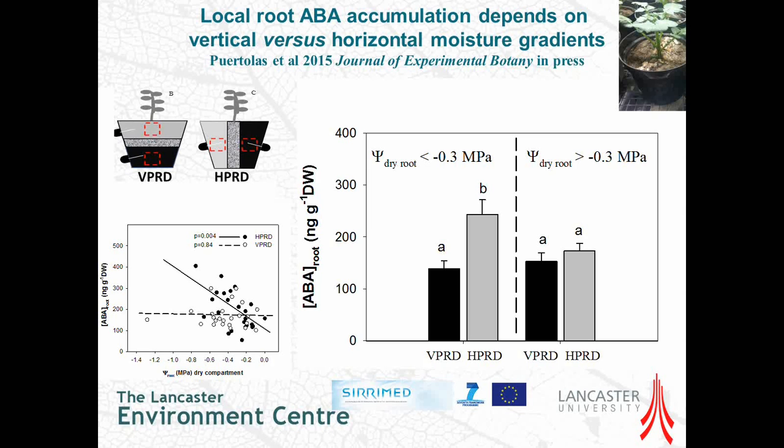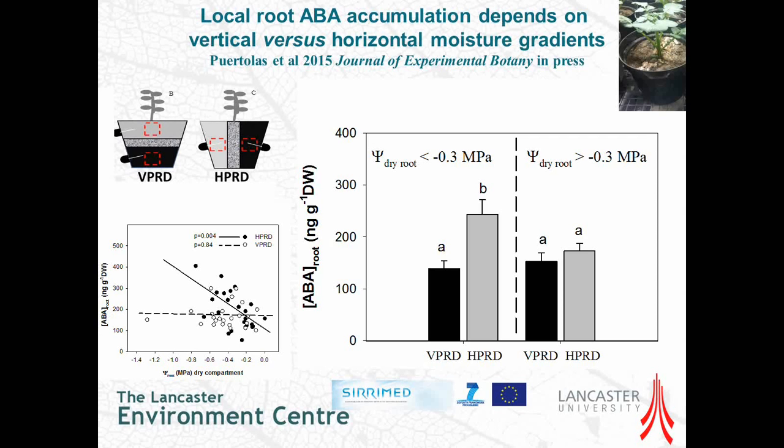So we have the typical horizontal partial root zone drying, and then actually drying the upper layer of the soil and keeping the bottom part of the soil wet, which is indeed more similar to what happens in commercial practice if you get upper soil drying. What's particularly interesting about his results is that it's only with the lateral partial root zone drying that you get significant ABA accumulation in the roots.